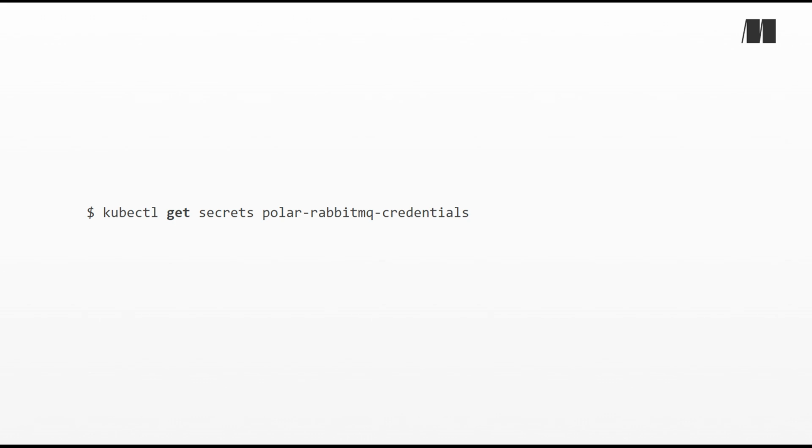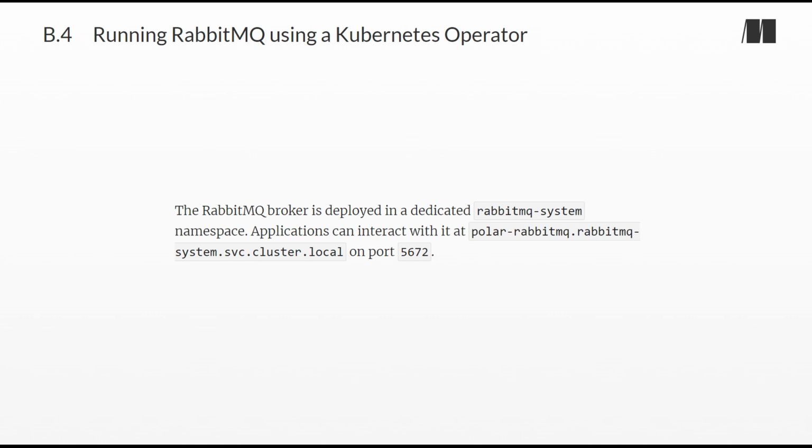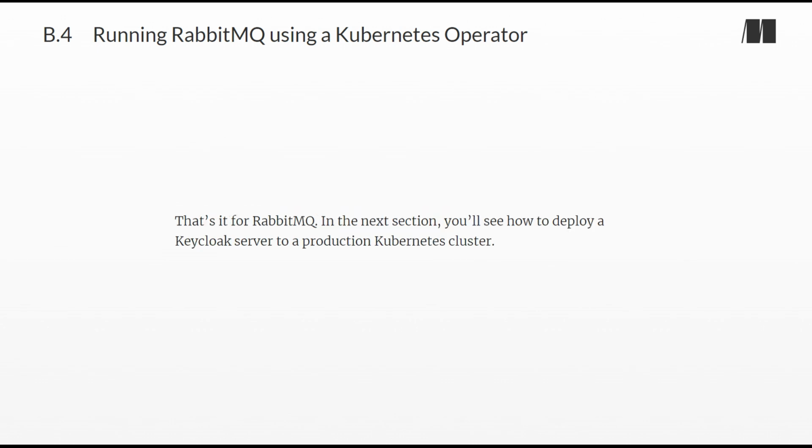See this code? The RabbitMQ broker is deployed in a dedicated RabbitMQ system namespace. Applications can interact with it at polar-rabbitmq.system.svc.cluster.local on port 5672. That's it for RabbitMQ. In the next section, you'll see how to deploy a Keycloak server to a production Kubernetes cluster.